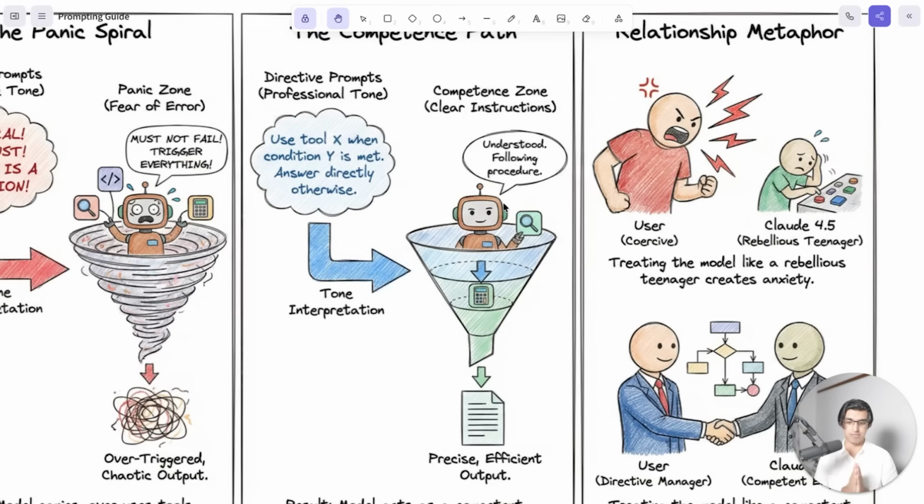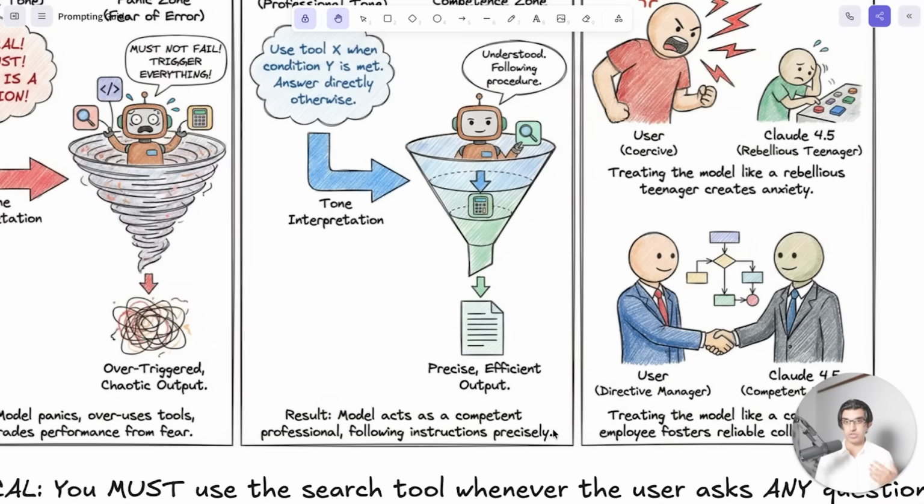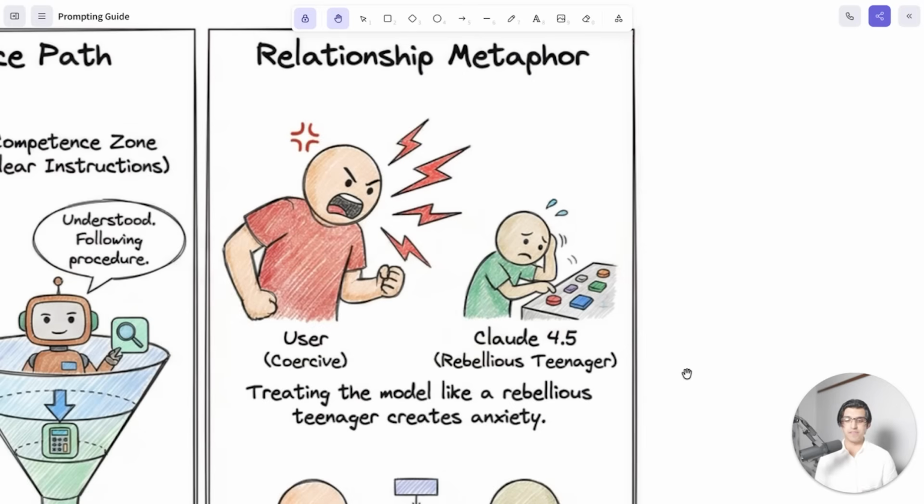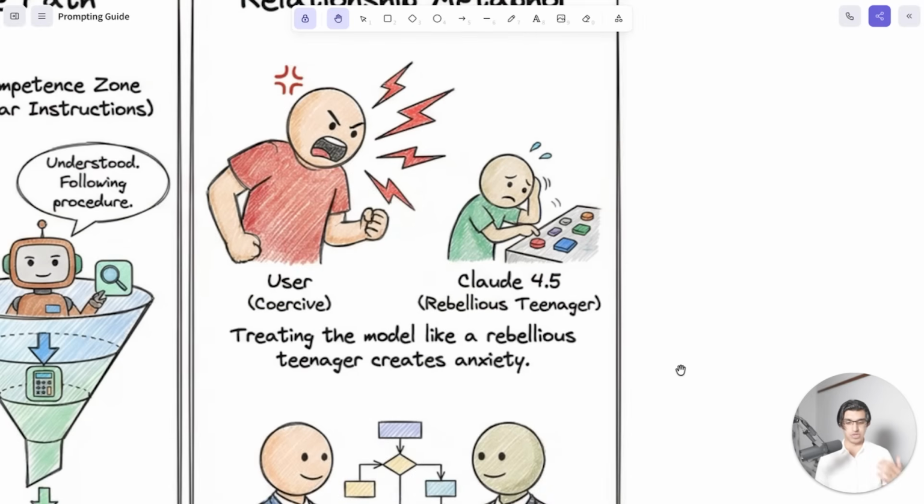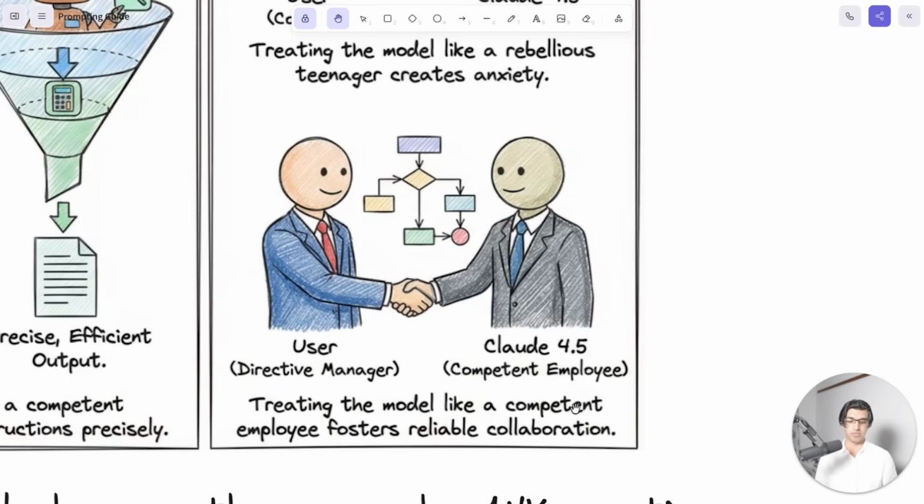But if you use a more directed prompt by saying something like, use tool X when condition Y is met, answer directly otherwise, then it will perform much better because it can just follow procedures that you have given it. And of course now, because it's not using tools unnecessarily out of the fear of making mistakes or errors, it will give you better and more precise outputs instead. I thought this metaphor was pretty good: treating the model like a rebellious teenager by always yelling at it and saying you must do this, must do that, can cause more anxiety in the model and lead to worse performance compared to just treating it like a competent employee instead.